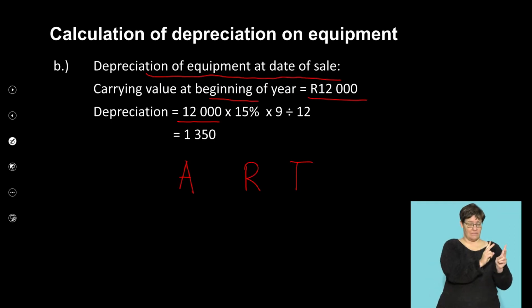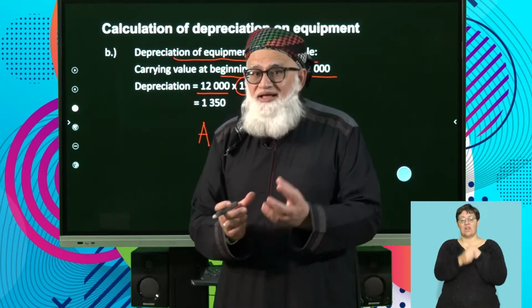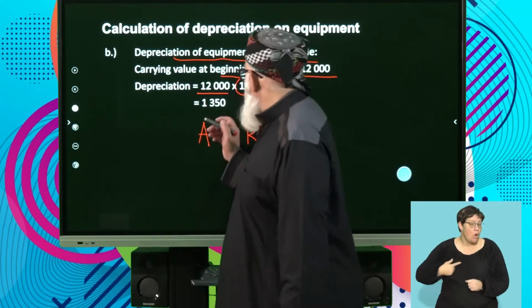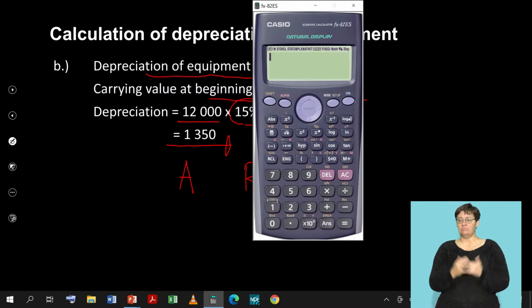12,000 Rand was the amount because they told me my carrying value at the beginning of the year was 12,000 times my rate, which is 15%, times 9 divided by 12. Why? When was this equipment sold? It was sold during the financial year, and therefore for this year it was used for 9 months. If you do this calculation, you're going to get a figure of 1,350. Let's do the calculation so you can clearly see it. Here we go.